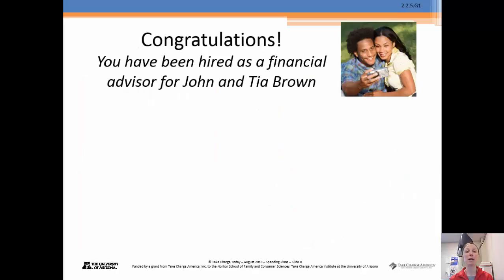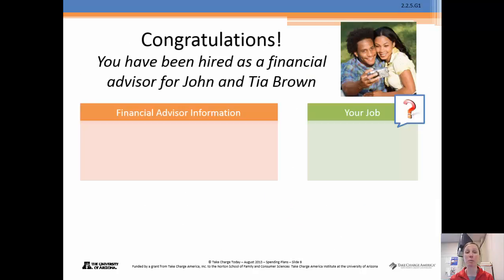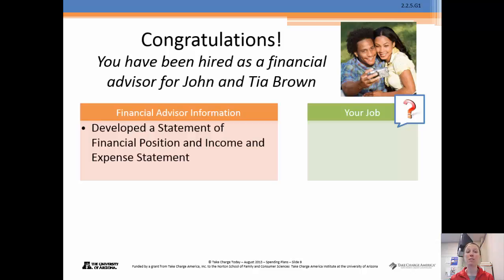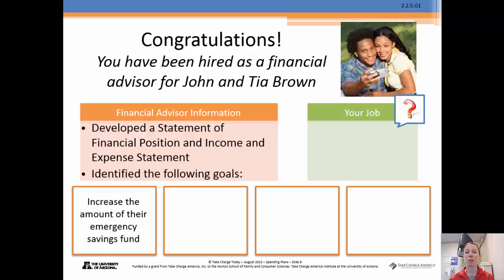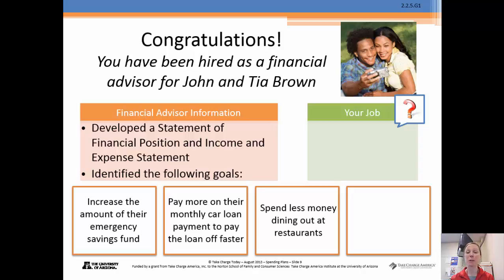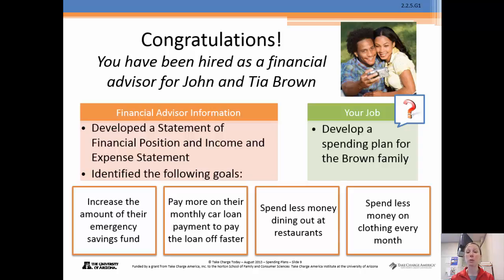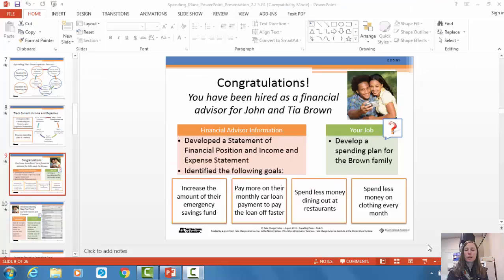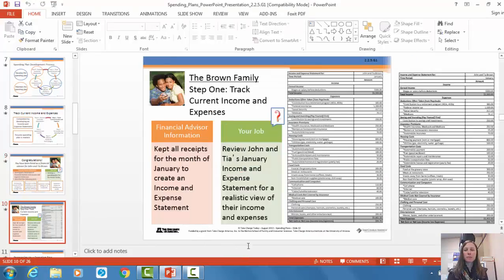So congratulations, you've been hired as a financial advisor for John and Tia Brown. And we have developed a statement of financial position and income and expense statement for them. What they want to do is increase their emergency savings fund, pay more on their car loan so it's paid off faster, spend less money dining out at restaurants, and spend less money on clothing every month. So your job is going to be to develop a spending plan for the Brown family. How are you going to develop a spending plan for the Brown family? That's what we will talk about next.